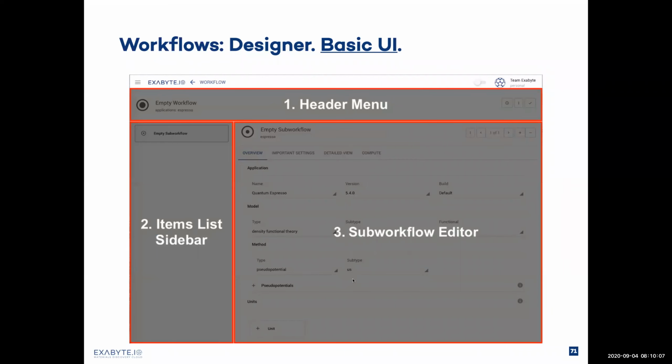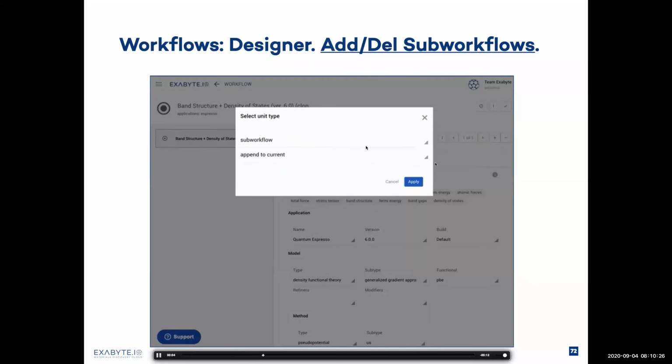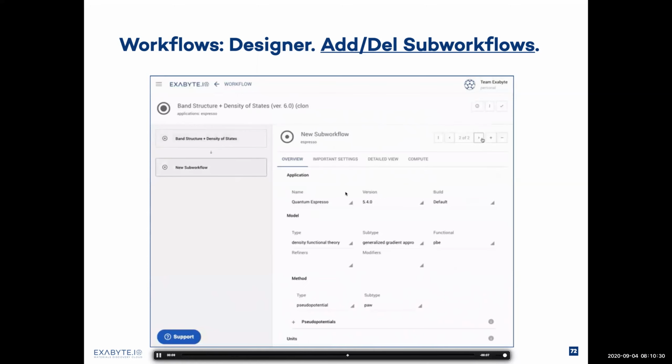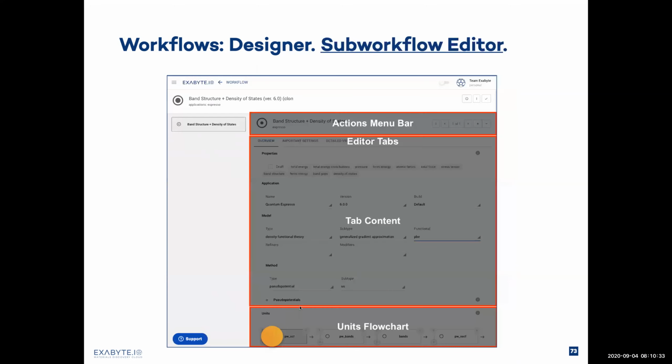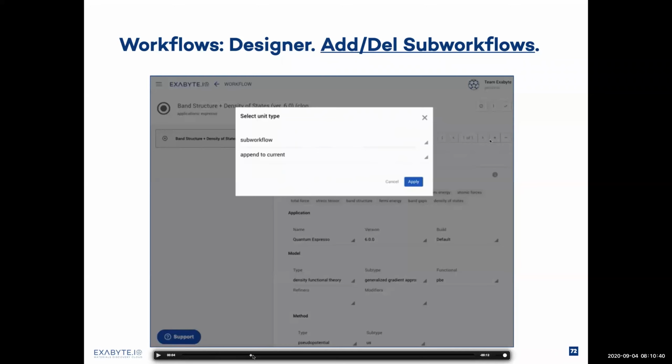Now, when we open the workflow designer, it also presents us with the header menu, the items list sidebar on the left, and the sub-workflow editor panel. And now I'm going to demonstrate how we can add or delete sub-workflows. For that, we're going to need to click on the plus button, and we can see that we'll be appending to the current existing sub-workflow. So this is how we add a sub-workflow into the list: clicking the plus button and clicking apply.